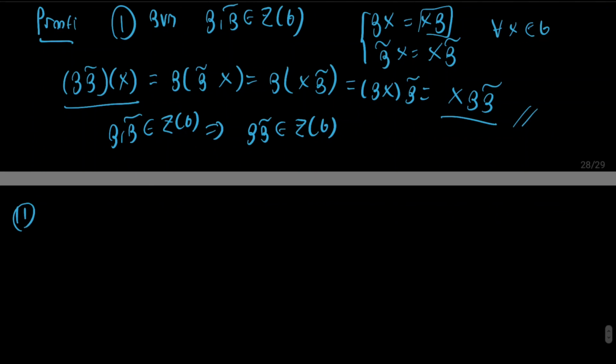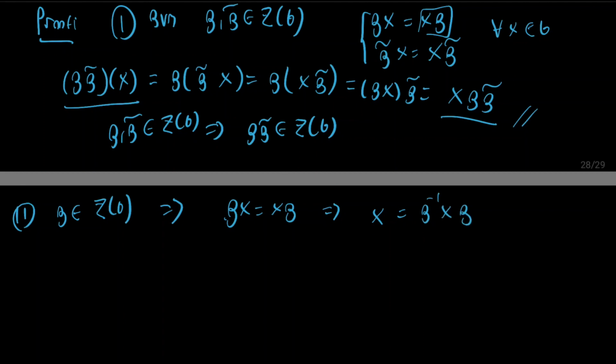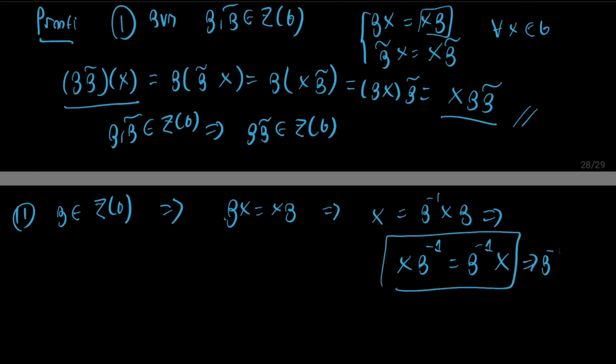Now for the second property that we want to check, namely that there's an inverse for each element and it lies in the same set, let's consider again an element small g. Then we have that g times x is equal to x times g. Multiplying both sides by g to the minus 1 on the left yields x is equal to g to the minus 1 x times g. Multiplying both sides by g to the minus 1 on the right yields x times g to the minus 1 is equal to g to the minus 1 times x. This implies that g to the minus 1 is in the center, and so this concludes the proof.